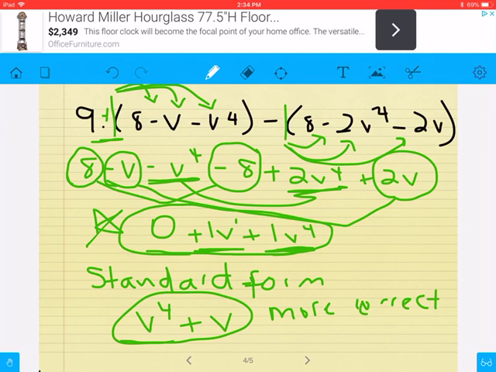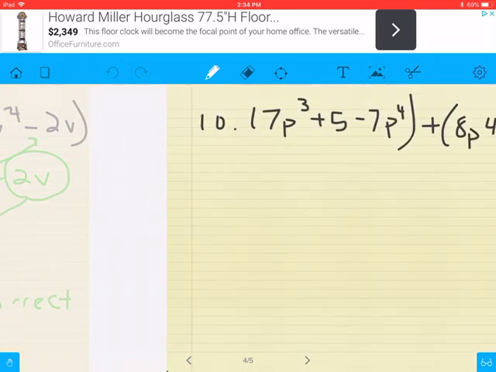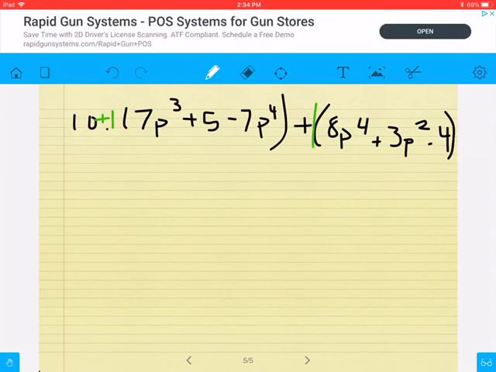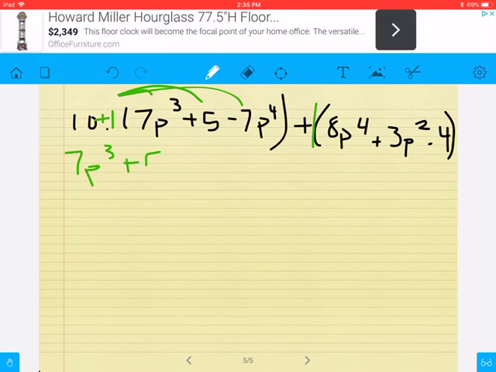All right, on to number 10, which is our last problem for today. Same thing. Remember that you've got a 1 in front of these parentheses. That's the coefficient in front, and you're just going to distribute still to every single thing in the parentheses. But remember that positive 1 doesn't change anything. So basically, we're just getting rid of the parentheses. So I got 7p cubed plus 5 minus 7p.